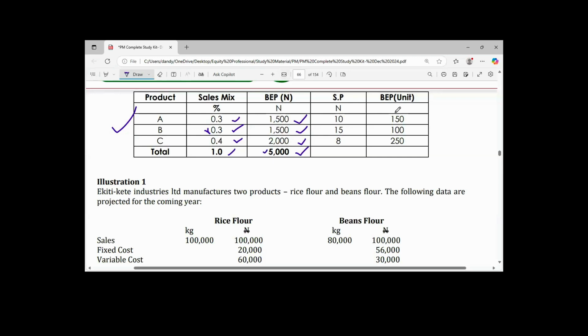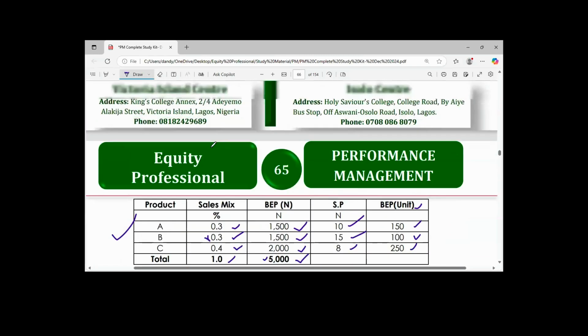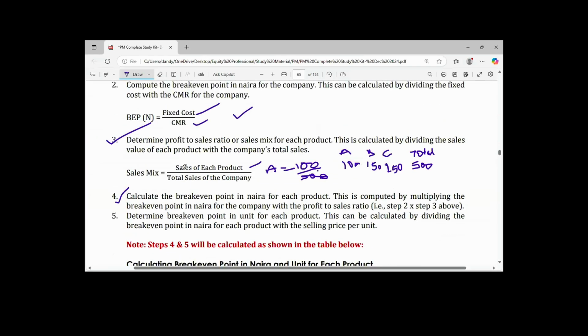Then to get the break-even point in units, you are going to divide the break-even point in Naira for each product by the selling price. Therefore, 1,500 divided by 10 Naira will give us 150 units. 1,500 divided by 15 Naira will give us 100 units. 2,000 Naira divided by 8 Naira will give us 250 units. This is how to compute break-even points in units and also in value in Naira for each product for a multi-product organization. So that is that.